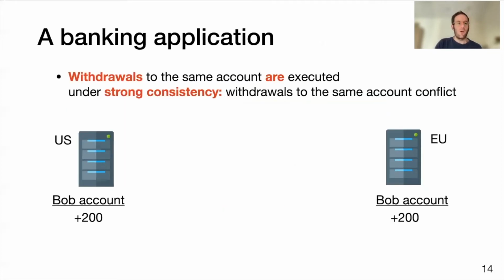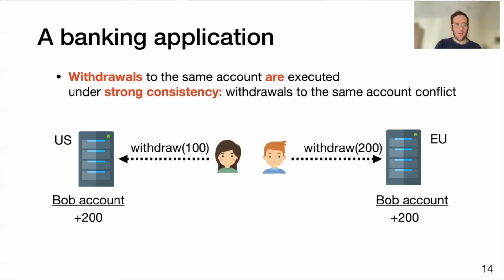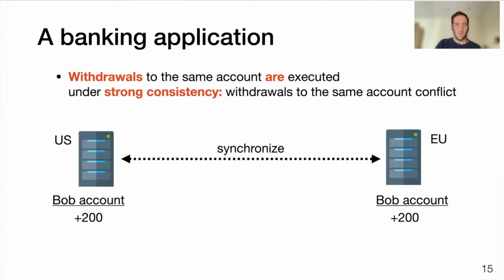So going back to our banking application, let's assume now that the withdrawals to the same account are executed under strong consistency. So now what's happened is that before we commit these operations, even though they won't violate the application invariant locally, there is some coordination between the replicas.